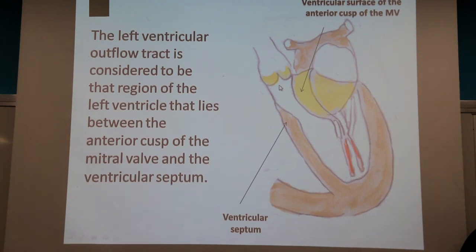It is the region of the left ventricle that lies between the anterior cusp of the mitral valve here and the septum, including membranous and muscular. So it is this area between the anterior cusp and the septum. This is the outflow.